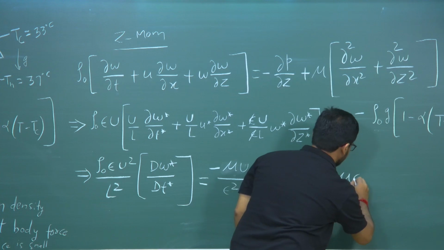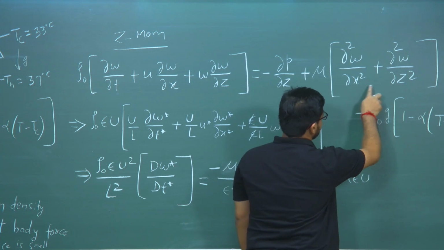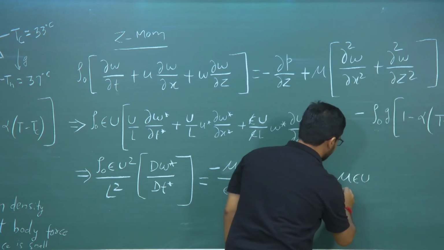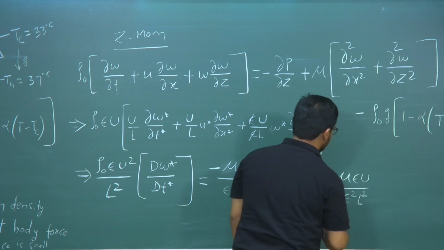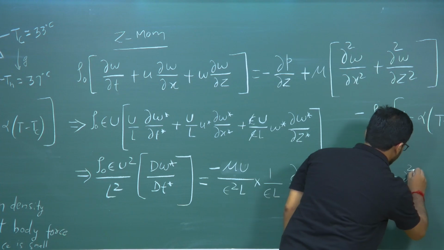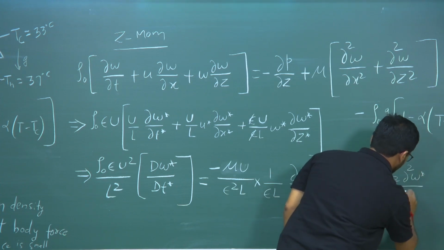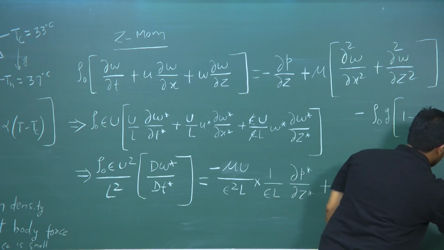So, plus mu, again w is present in both the terms. So, I will take epsilon times U as common, and as done in the last class I am taking epsilon square L square common from the denominator as I did for the x momentum. So, it will come as epsilon square dou square w star upon dou x star square plus dou square w star upon dou z star square.